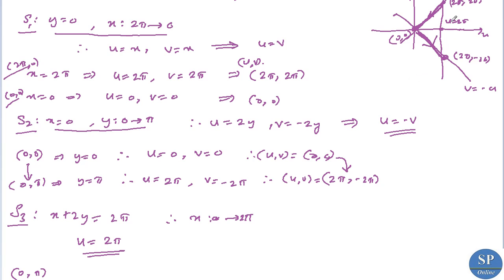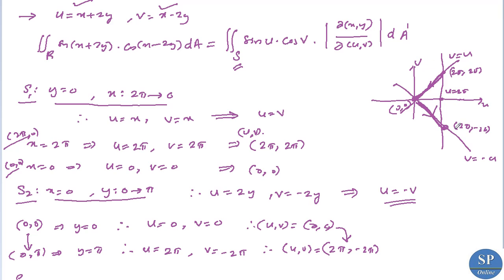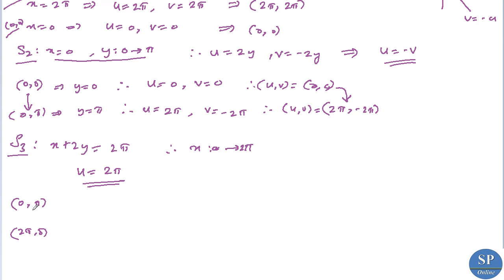Now we need to know what is the range of v in this line. As we move from (0, pi) to (2 pi, 0), at (0, pi) we have v equal to x minus 2y, so when x equals 0 and y equal to pi, we have minus 2 pi. That means the point is u equal to 2 pi, that is (u, v) is equal to (2 pi, minus 2 pi).